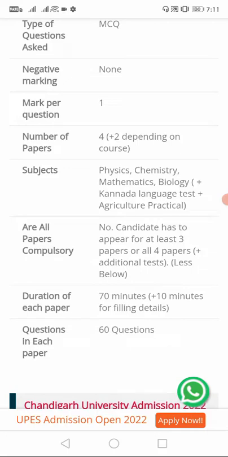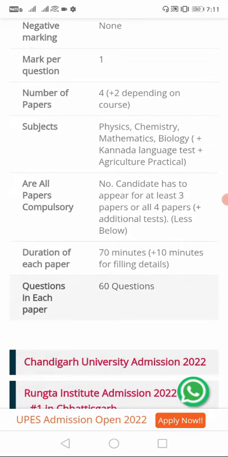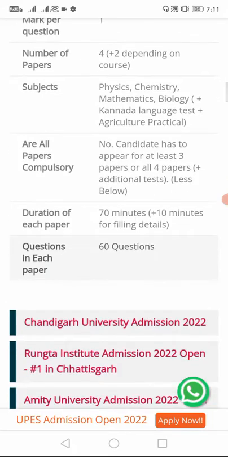The number of papers in total is 4, and 2 more additional papers will be there, that is for Kannada and an agriculture practical test, and these 2 are not for everybody. Subjects: physics, chemistry, mathematics, biology plus Kannada language test and agriculture practical. As I told, Kannada and agriculture are not for all. So are all papers compulsory? No. The candidate has to appear for at least 3 papers or all 4 papers.